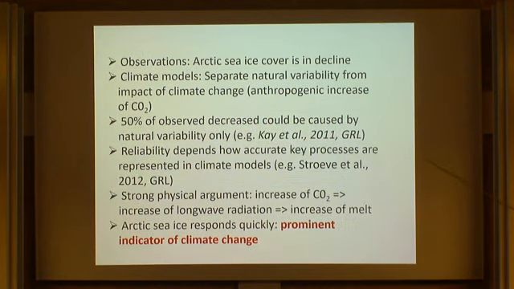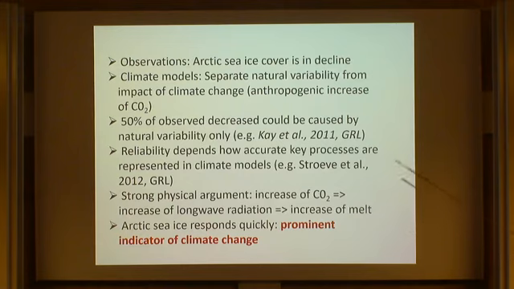So from the observations, it is clear that the Arctic sea ice is in decline. But what are the reasons for the decline? We don't know from observations alone. So we need climate models to separate the impact of natural variability on different timescales from the impact of climate change. And with climate change, I mean the increase of CO2 due to humans.